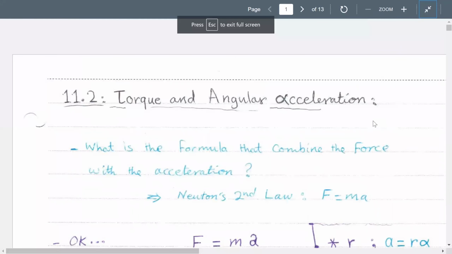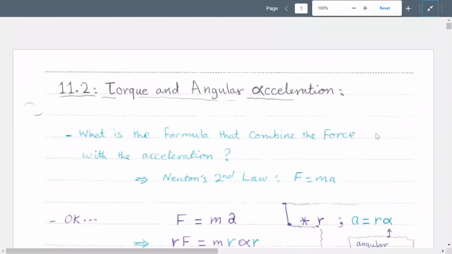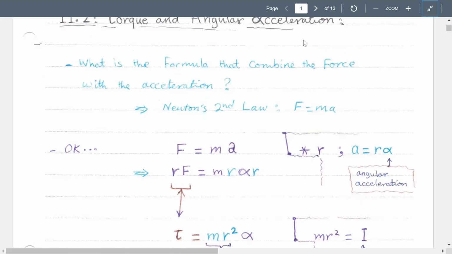As you see here, now we will deal with Newton's second law. This is the lecture today. It is maybe 13 pages. Do you remember Newton's second law, which is F is equal to ma? We just need to multiply both sides of the equation by R. It will be RF and R multiplied by a.